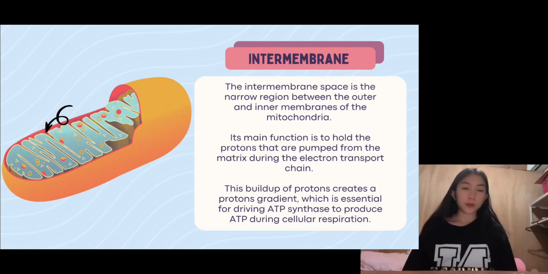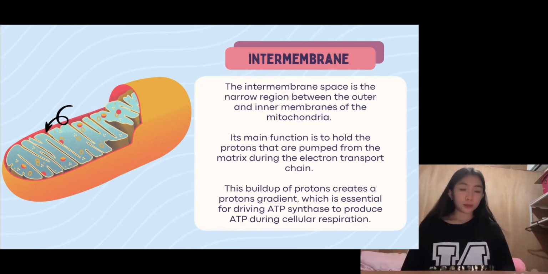Functions of intermembrane space. Proton gradient. In mitochondria, the IMS acts as a reservoir for protons pumped by the ETC, creating an electrochemical gradient used by ATP synthase to produce ATP.